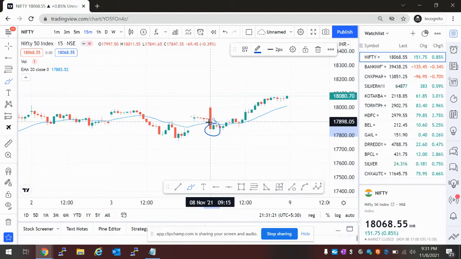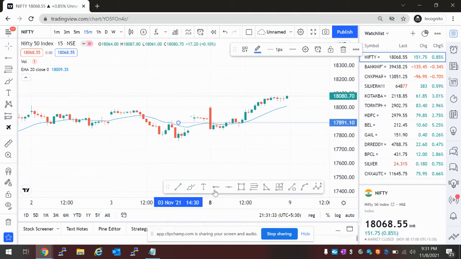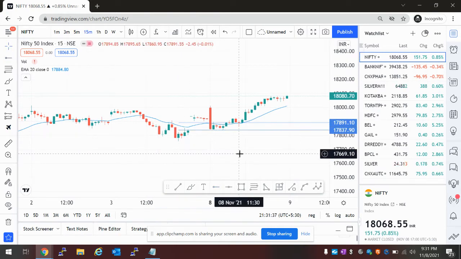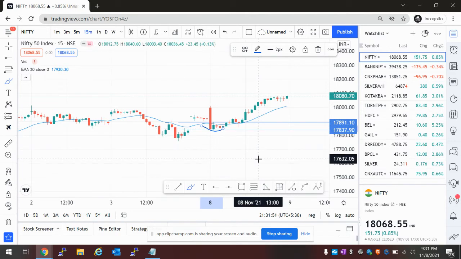Simple. Mark the high and low of the green candle, so that you can take a decision accordingly. This was the high and this is the low. The green candle low is now the new support for Nifty for today, because this point is now a very strong support. If it breaks, we can see some more points down in Nifty.